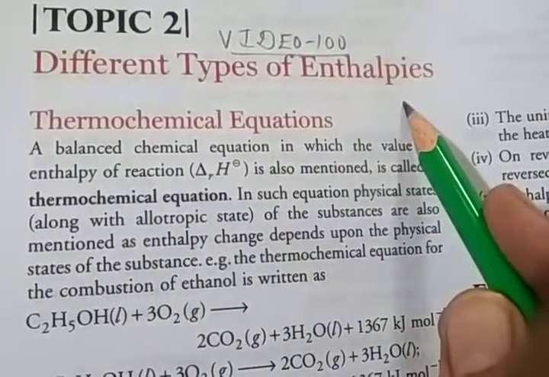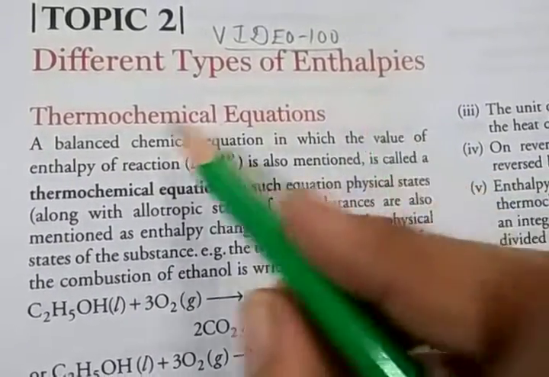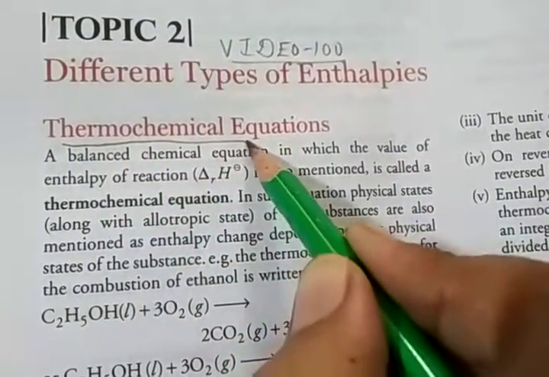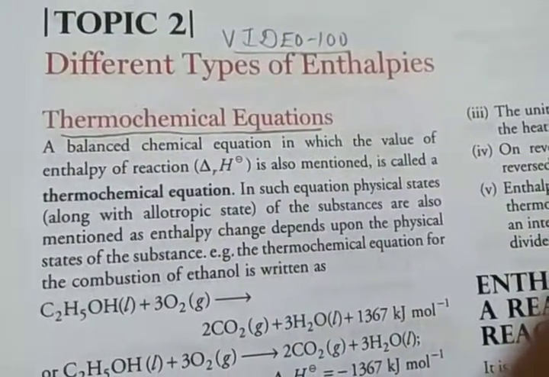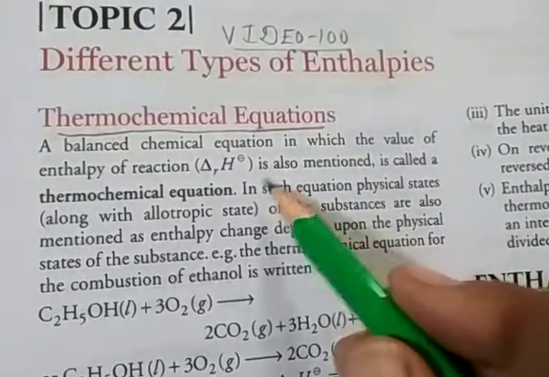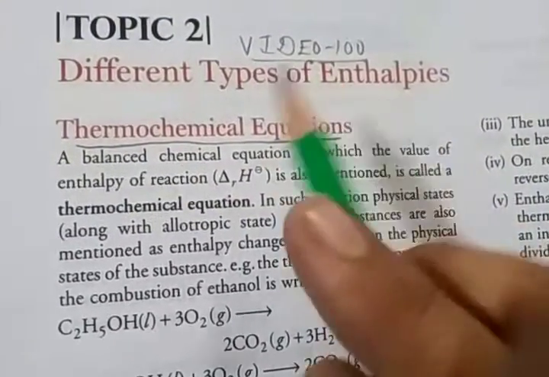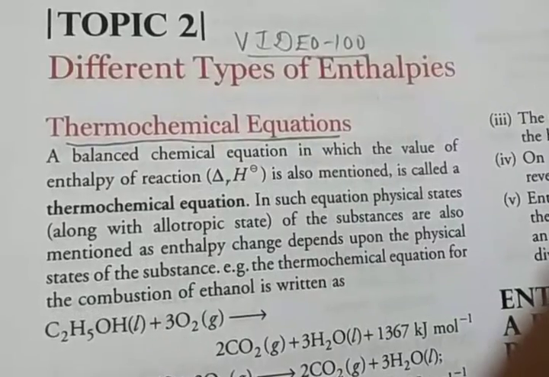Different types of enthalpies. The first is the thermochemical equation. What is a thermochemical equation? First we have to discuss enthalpies for the thermochemical equation.